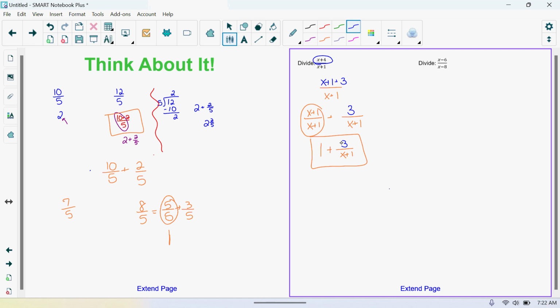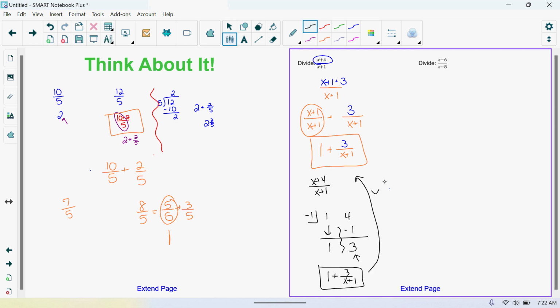Now, we already know how to divide with long division or synthetic division. So if I wanted to check my work, I could. If I'm checking my work with synthetic, I have x plus 4 over x plus 1. So negative 1 goes on my shelf. 1 and 4 get lined up. My 1 gets brought down. 1 times negative 1, negative 1. This is 3. This is my remainder, 1 plus 3 over x plus 1. Same answer.